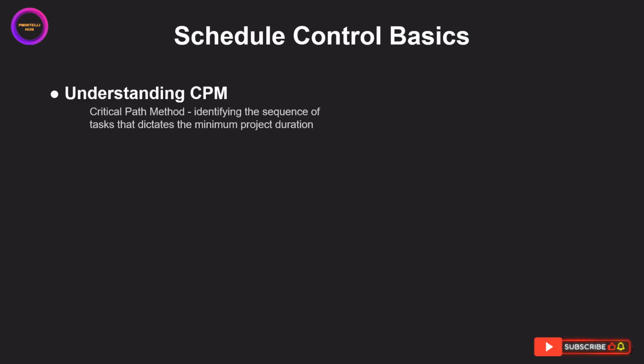First, we'll start with understanding CPM, which stands for the critical path method. The critical path method is a powerful technique for identifying the specific sequence of tasks that directly determines the project's minimum possible duration. Think of it as the longest chain of dependent tasks in your project. Any delay in a task on this critical path will directly delay the entire project's completion date. Understanding this is crucial for knowing where to focus your attention to prevent delays.